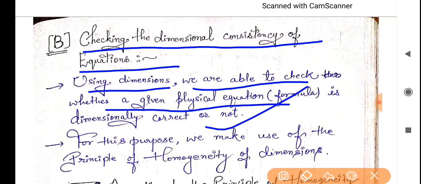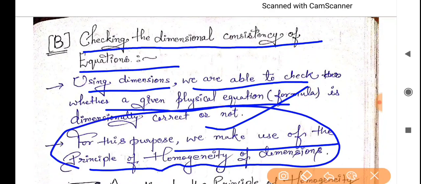We are talking about dimensional consistency of physical equations. We will check whether it is dimensionally correct or not. For this purpose we make use of dimensions, and under dimensions we have learnt about the principle of homogeneity of dimensions. There is a wide scope and use of this principle in dimensional analysis.